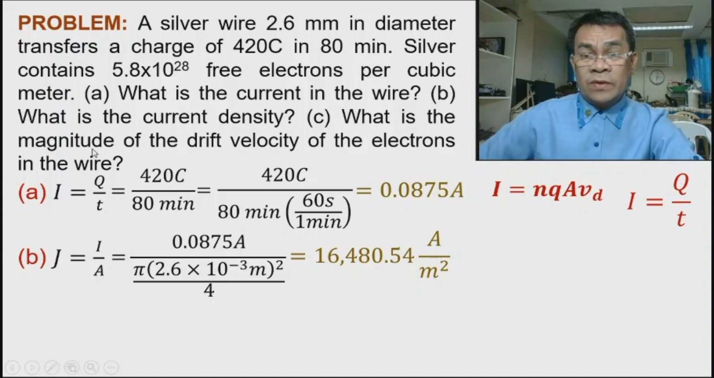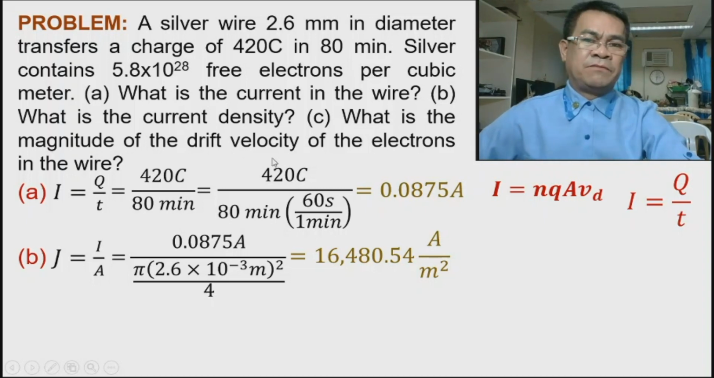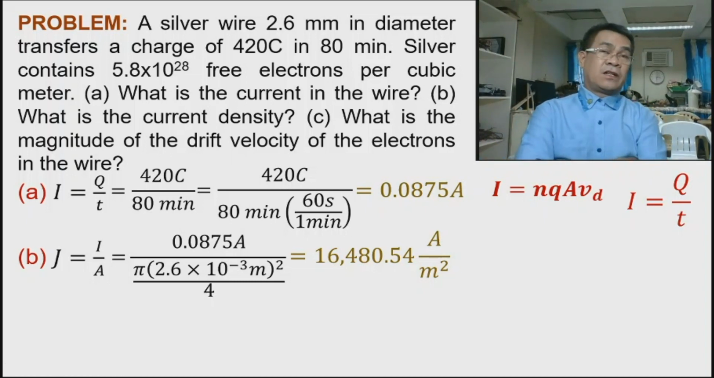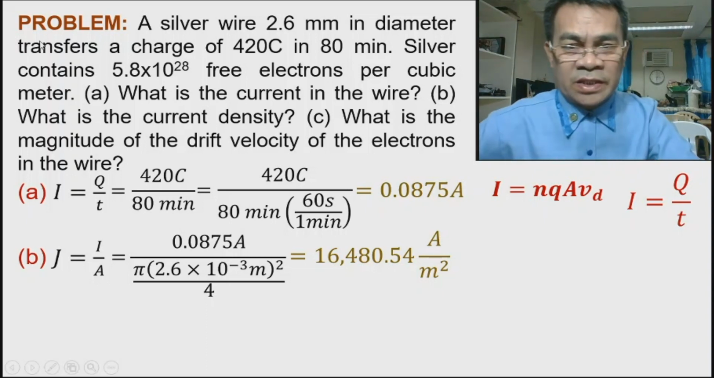Letter C. What is the magnitude of the drift velocity? You are now asked, take note, we cannot see the electrons that travel through the conductor. We cannot see them with our naked eye because they are microscopic, but we can calculate theoretically the speed of the electrons moving around inside the conductor, the translational motion of the electrons. It is only a theoretical idea that describes the velocity of the electrons traveling inside the conductor. So we call that the drift velocity.